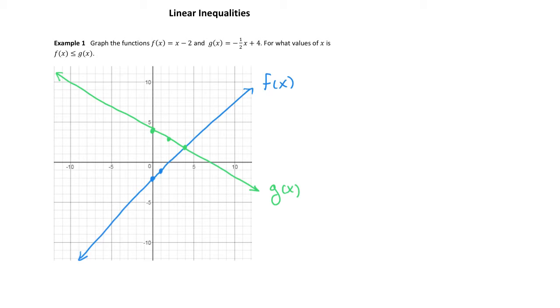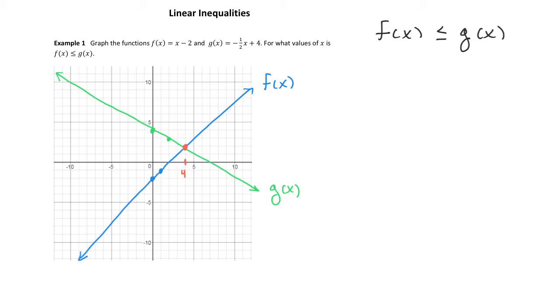The goal of this example is to figure out where is f of x not just equal, but less than or equal to g of x. And we know part of the question already. We know where they're equal. That's this spot right here at x is equal to 4. So 4 is part of the solution.